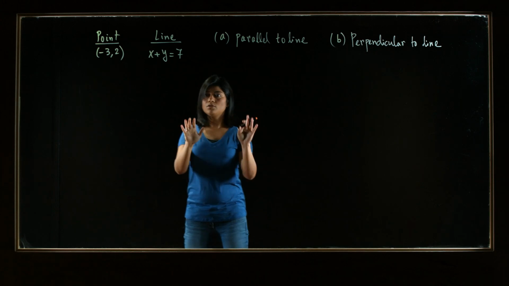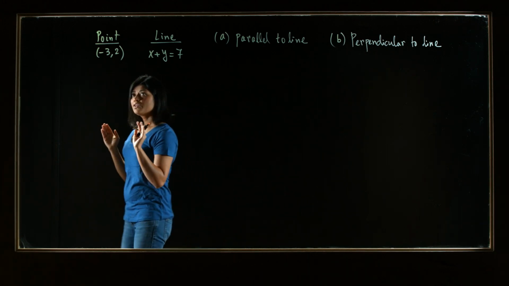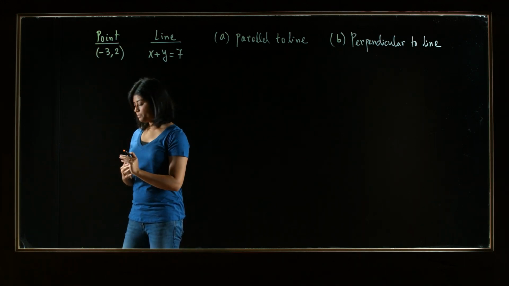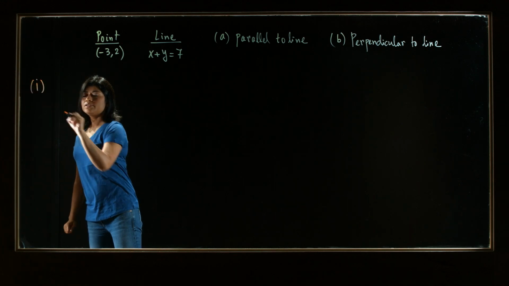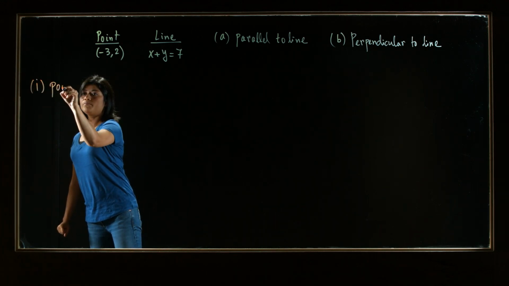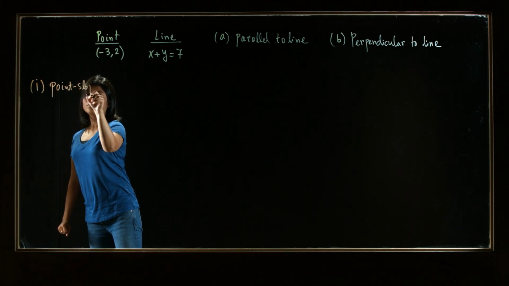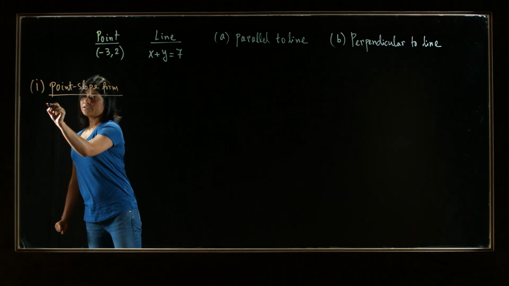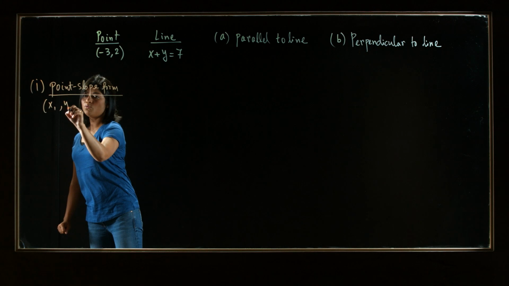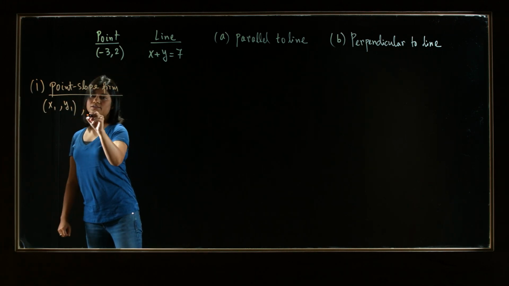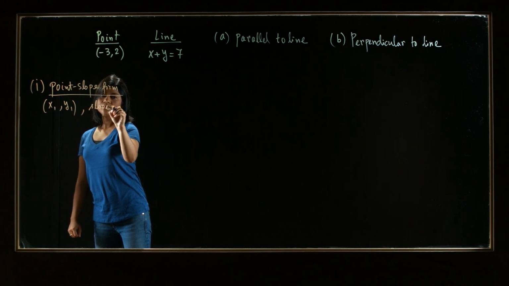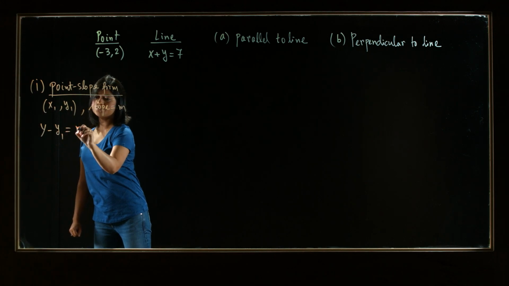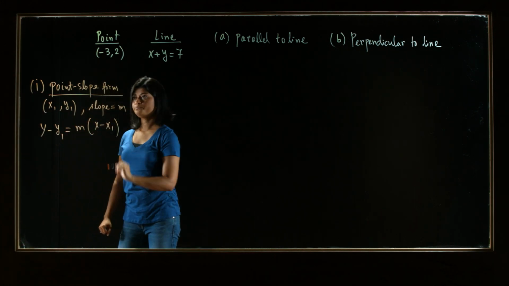Before we start solving, let me remind you of various forms of equations of a line. Recall that there is a point slope form, which is, if there is a given point, say x1, y1 on the line, and say the slope is m, then the equation is y minus y1 is equal to m times x minus x1.